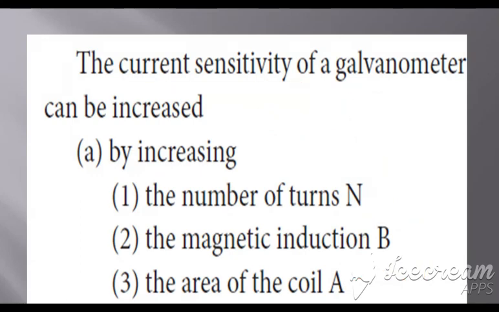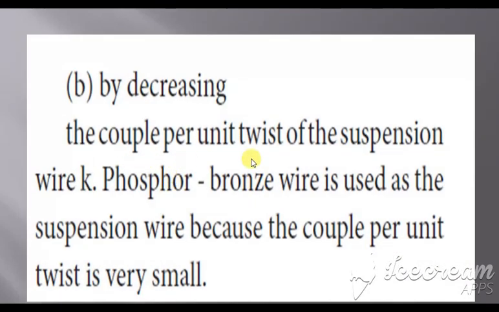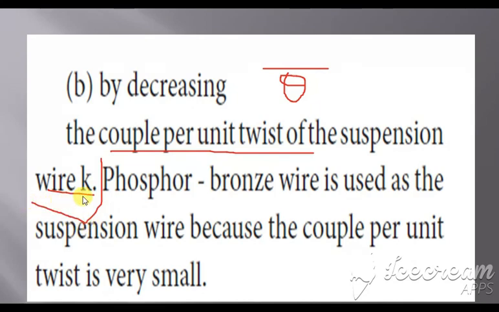Then next, we have to decrease something. What should we decrease? By decreasing the couple per unit twist, because it is divided by it. Okay, so the denominator is the couple per unit twist. This is the answer for how the current sensitivity can be increased. So the question can be asked as how the current sensitivity can be increased. For that we write the answer: by increasing the number of turns, magnetic field and area, and decreasing the couple per unit twist.